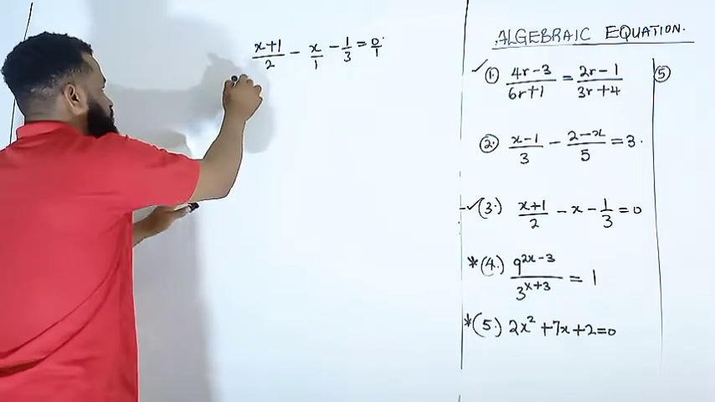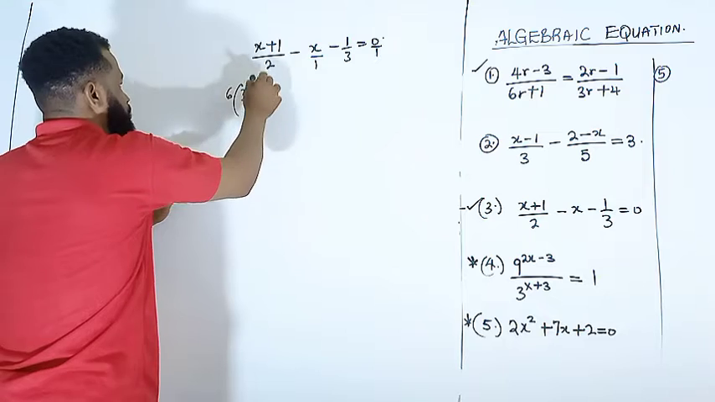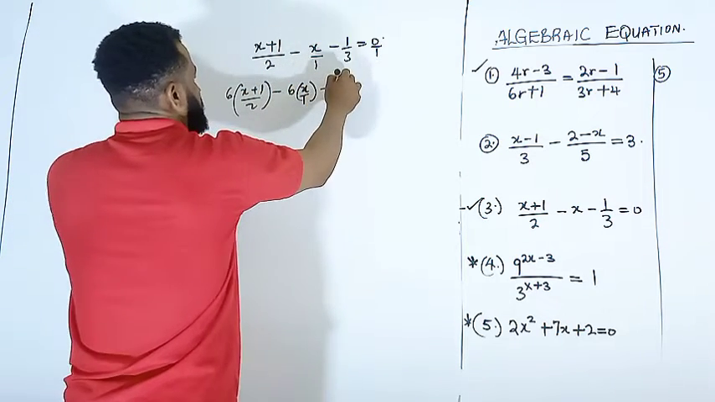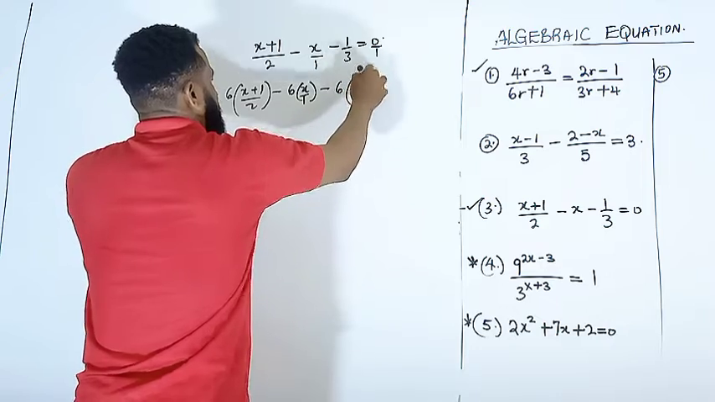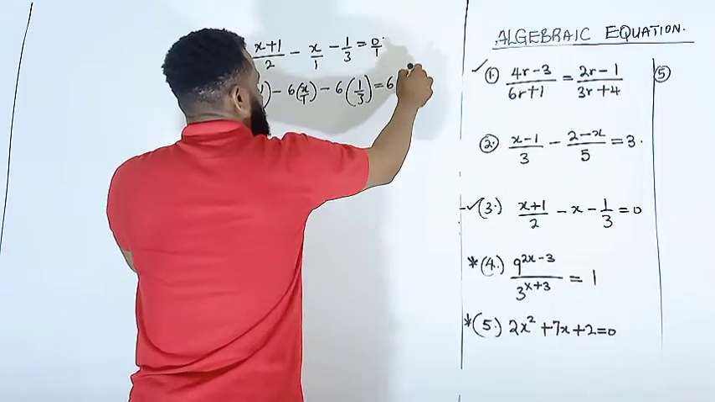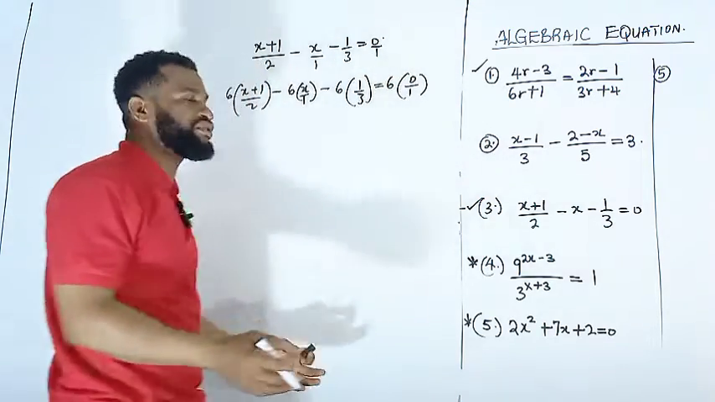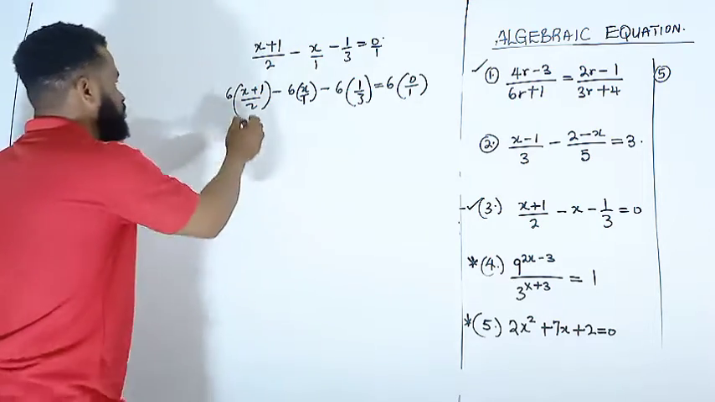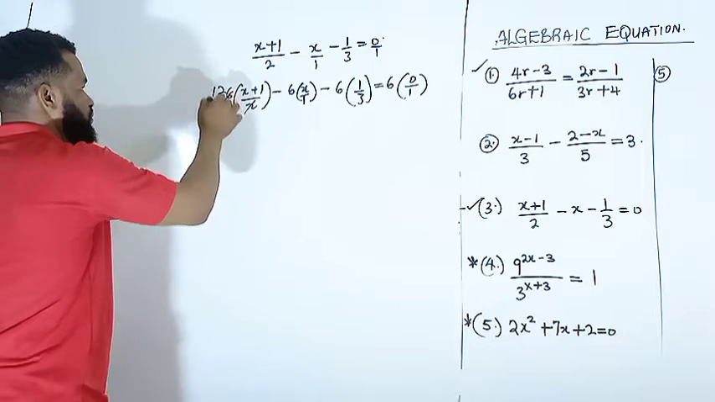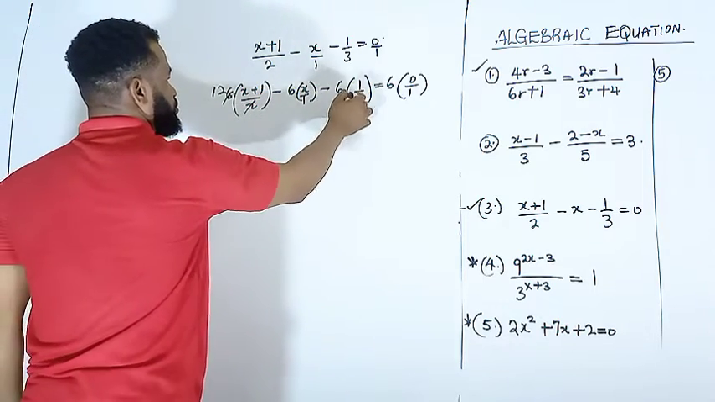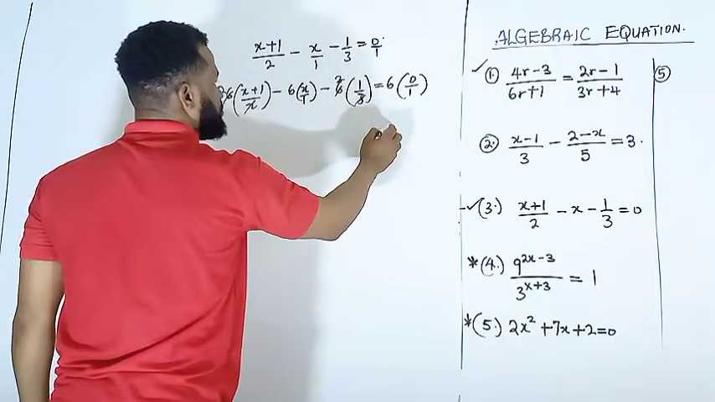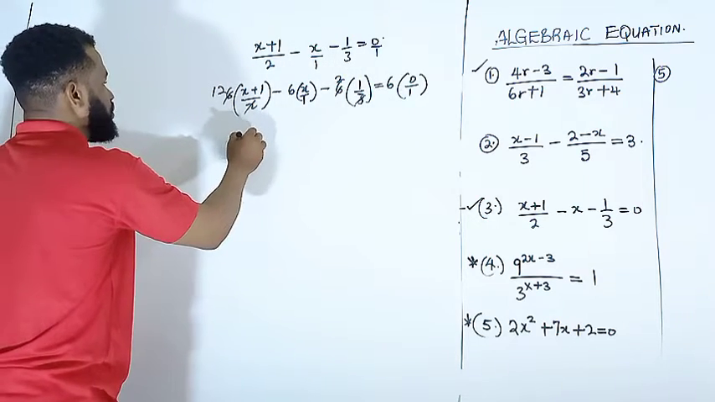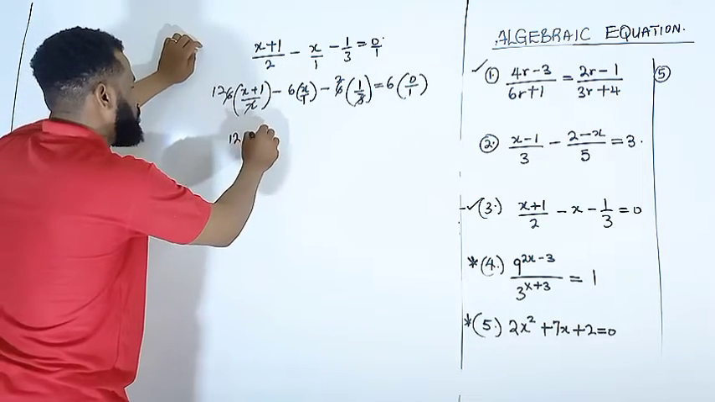So I'm going to say 6 multiplied by x plus 1 over 2 minus 6 multiplied by x over 1 minus 6 multiplied by 1 over 3 equal to 6 multiplied by 0 over 1. Simple. Just take the LCM and multiply individual fractions. So 2 into this is 12. Then 3 into this is 2. Then 12 multiplied by x is 12x plus 12 times 1 is 12.